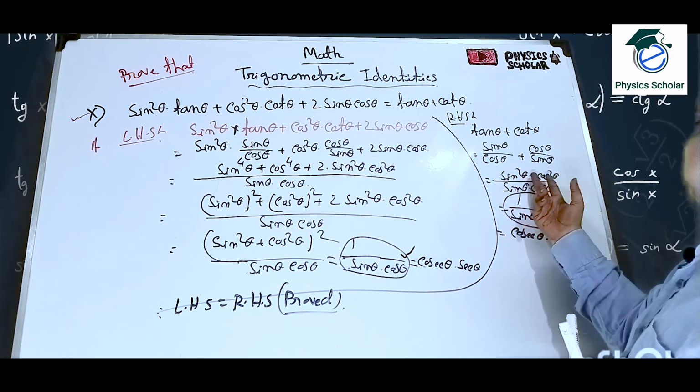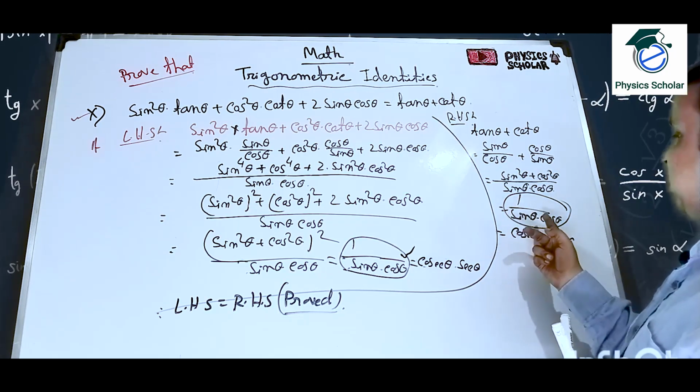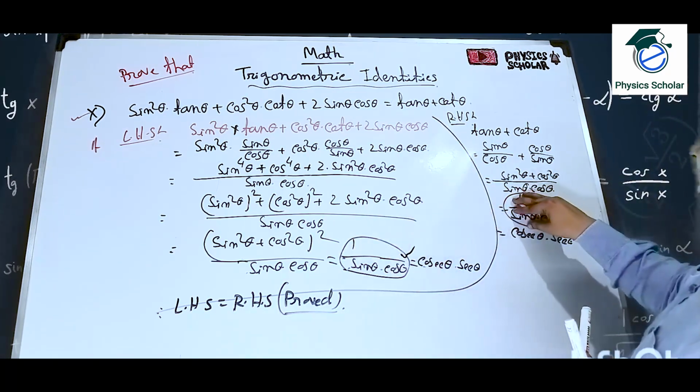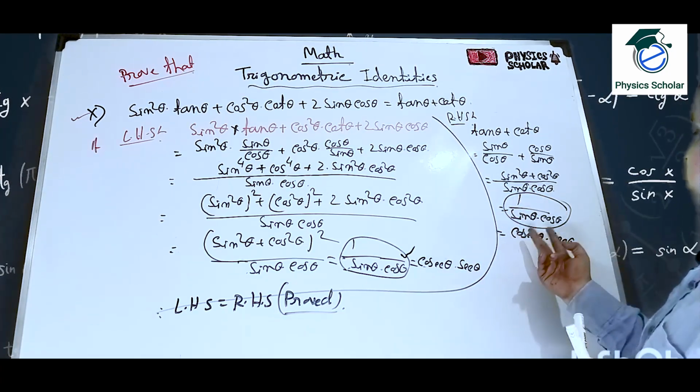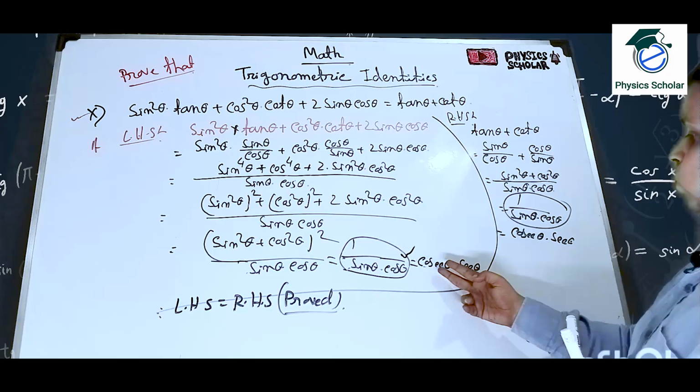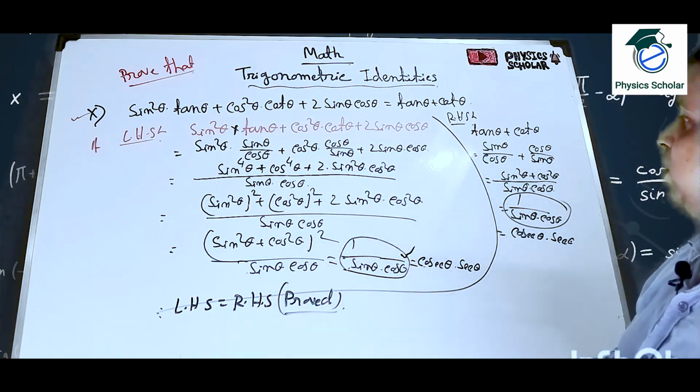So it will be sin square theta plus cos square theta. Sin square theta plus cos square theta is equal to 1. So that means 1 by sin theta cos theta is what we get. Clear? As I have written, 1 by sin means cosec and 1 by cos means sec. So cosec theta into sec theta. So that means left hand side is equal to right hand side.